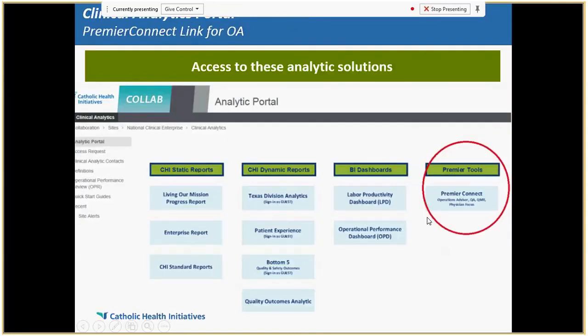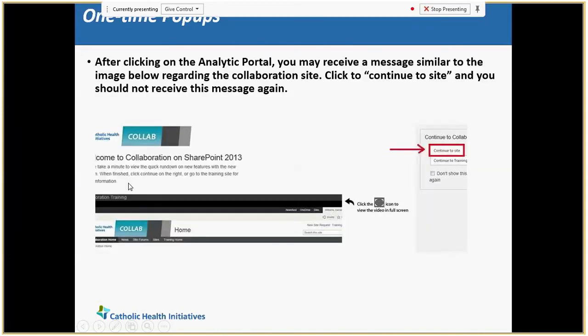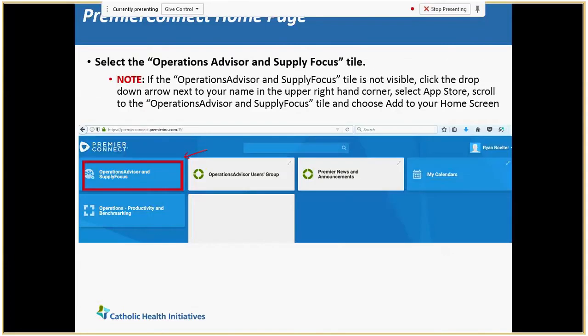But you'll click on Premier Connect in the Analytic Portal, and then that will take you to Premier's environment. So you're in their Premier Connect world, and that's where you'll click on Operations Advisor and Supply Focus. Before that, you might get a pop-up like this that says accept the terms and conditions, and that's fine. That's a one-time thing. Just to use their website, you'll just need to accept that. But otherwise, you'll click this button and it will take you to the home page.